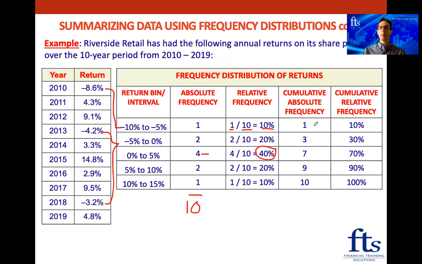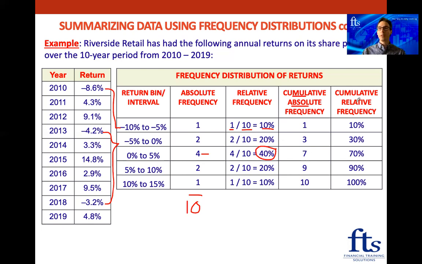And now remember cumulative absolute frequency. Cumulative means we add up. So for cumulative absolute frequency, we're going to add up the absolute frequency as we move from the first bin to the last bin. So we're going to have 1 for the first bin, and then 1 plus 2 is 3, and then 3 plus 4 is 7, etc.